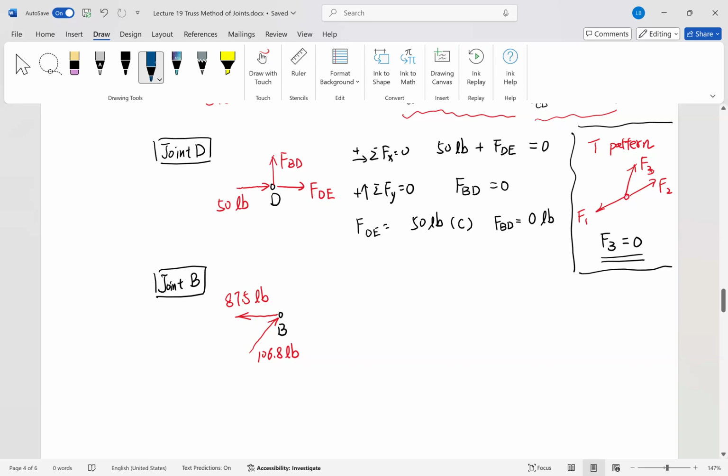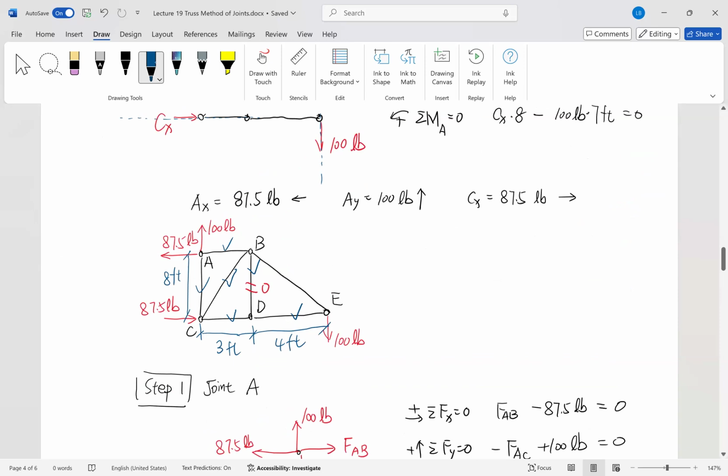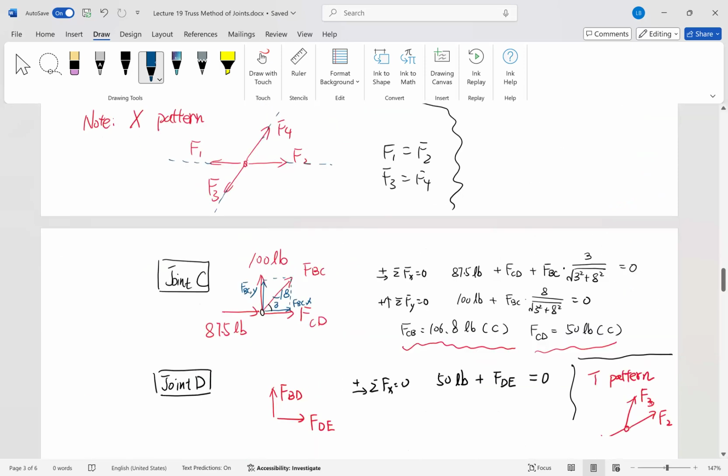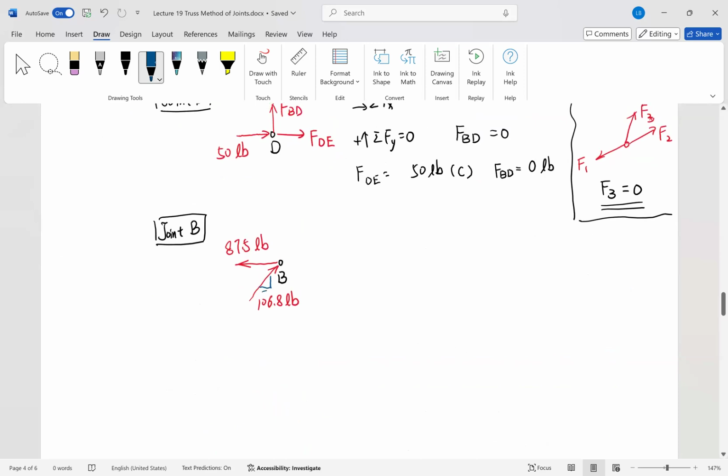Yes, we know that, right? Because we know that member force BC is along the member BC here. So if you look at the structure system, BC is the hypotenuse of a right-angled triangle, right? And the base equals 3 feet and the height equals 8 feet. So you can denote the direction to be base equals 3 and height equals 8.